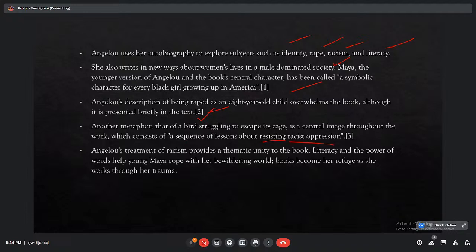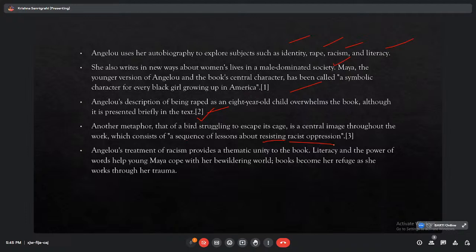resisting racist oppression. So, another metaphor, that is implied comparison, that of a bird which is struggling to escape its cage, is a central image throughout the work, which consists of a sequence of lessons about resisting racist oppression. So, Angela's treatment of racism provides a thematic unity to the book. What is the thematic unity? Though there are different episodes, different parts of it, finally, if we talk about the theme, the unity in the theme is about racism.